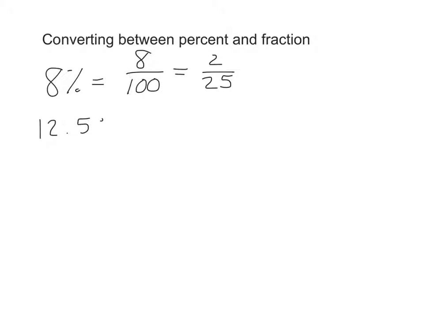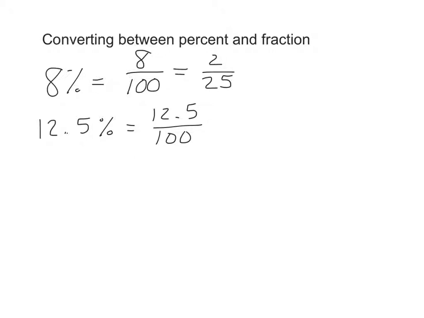If we have 12.5%, we can still follow that same idea that percent means out of 100. So when we drop the percent symbol, we put it over 100, 12.5 out of 100. But we cannot leave a fraction with a decimal in that as our final form. Although that does reflect the relationship, that's not an appropriate final form for our fraction.